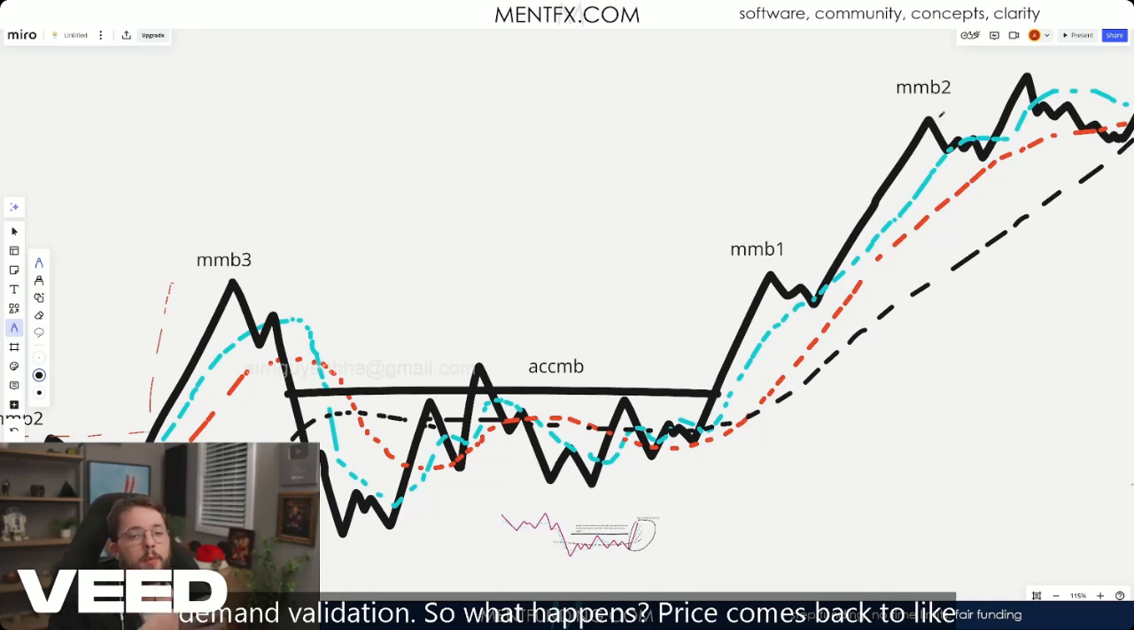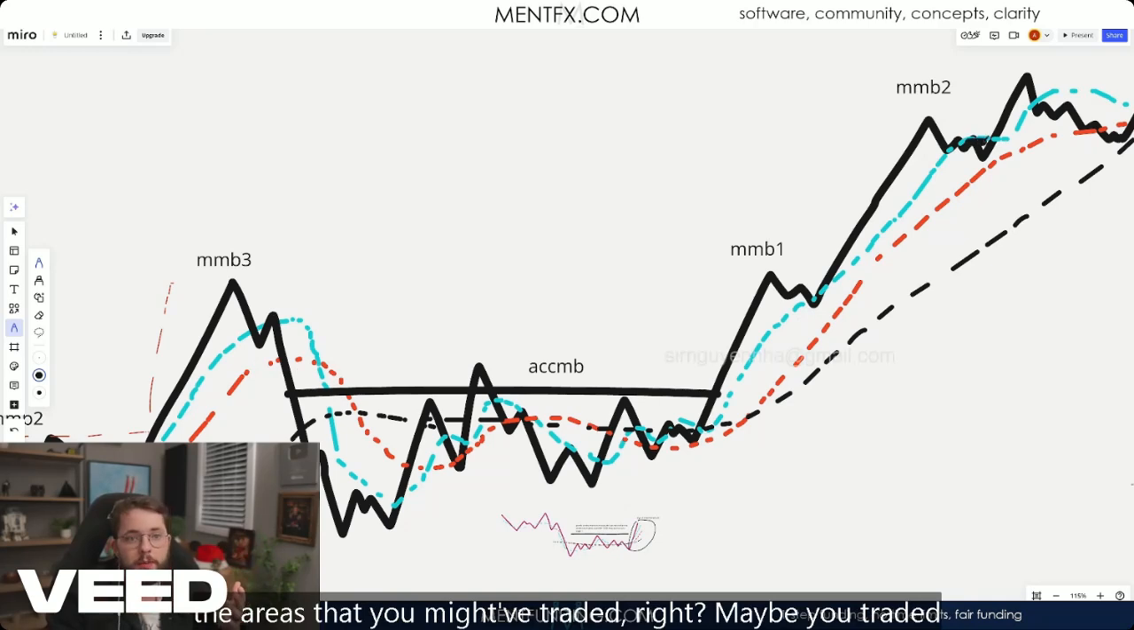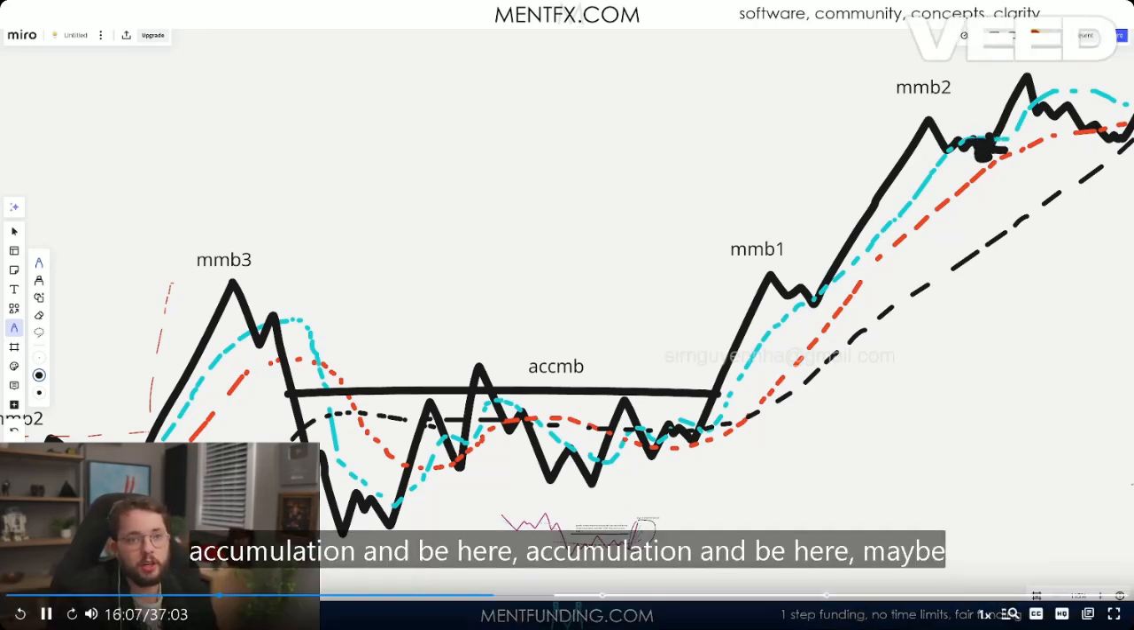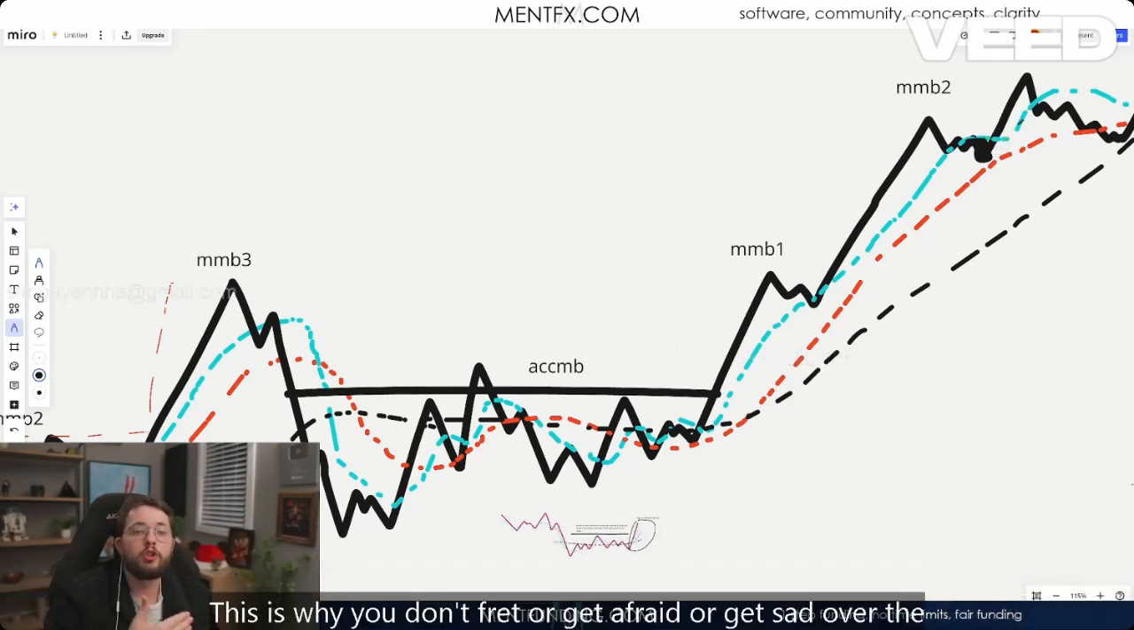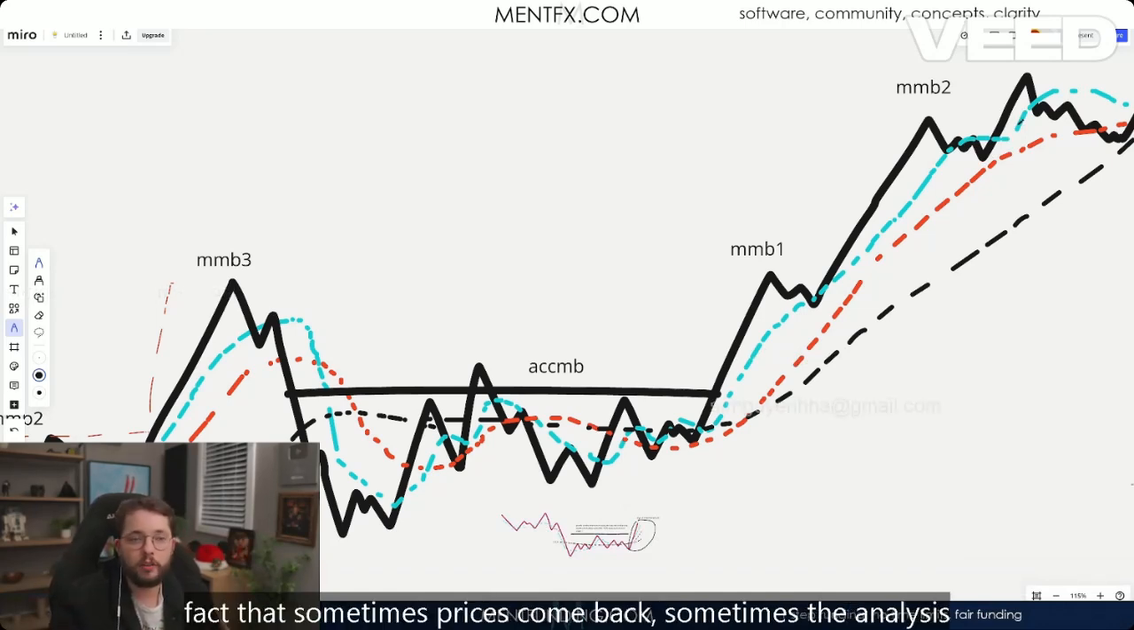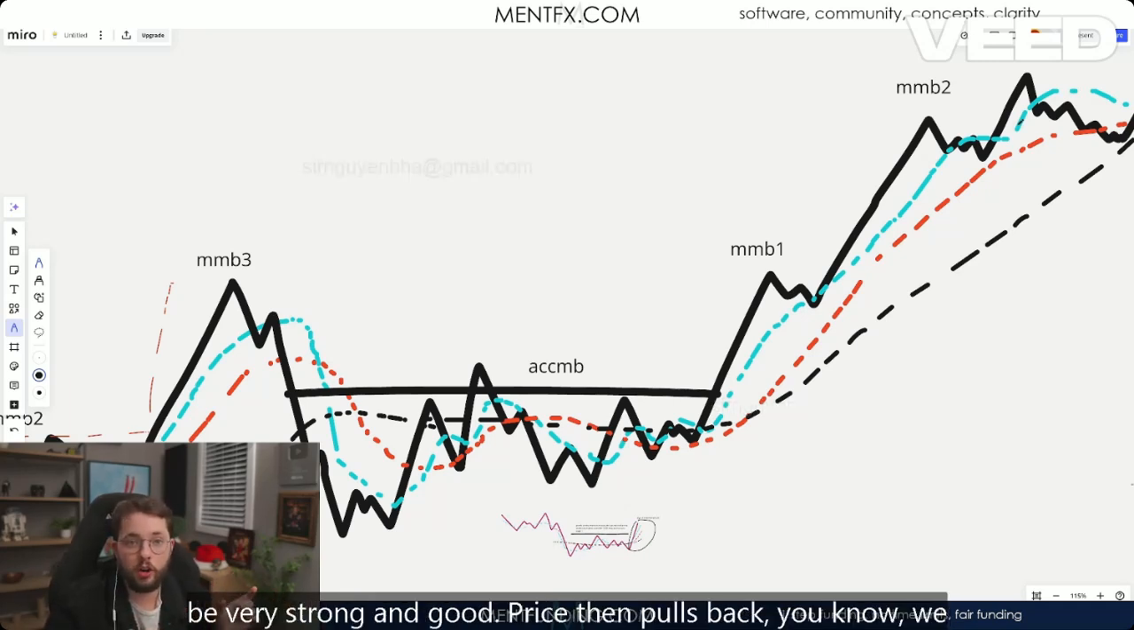So what happens? Price comes back to the areas that you might have traded, or maybe you traded accumulation MB here, accumulation MB here, maybe you traded a momentum MB here, and it just comes back. This is why you don't fret or get afraid or get sad over the fact that sometimes prices come back, sometimes the analysis specifically in that moment is wrong, but the move can still be very strong and good.